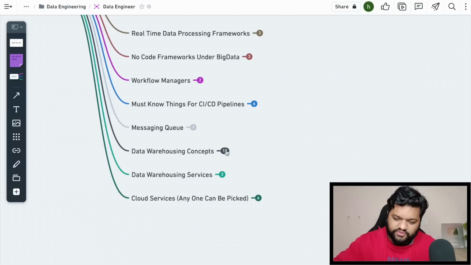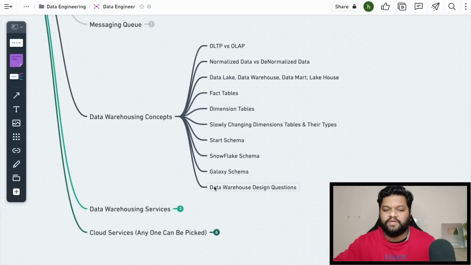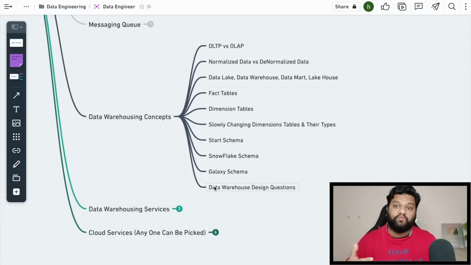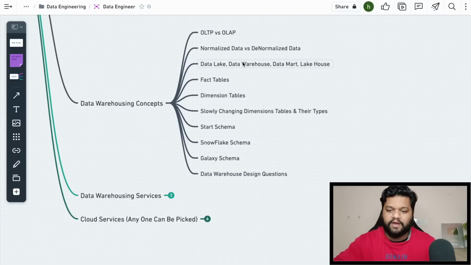Now data warehousing concepts, again a very important part for day-to-day activities plus interview experiences. Most specifically, if you have 3+ years of experience, then in your interviews this round would be super important. In this one, OLTP versus OLAP, normalized versus denormalized data, data lake, data warehouse, data mart, lakehouse, what is a fact table, dimension table, slowly changing dimension table and their types, star schema, snowflake schema, galaxy schema, and real-world use cases around data warehousing. This is how you will be getting your questions in the interviews.